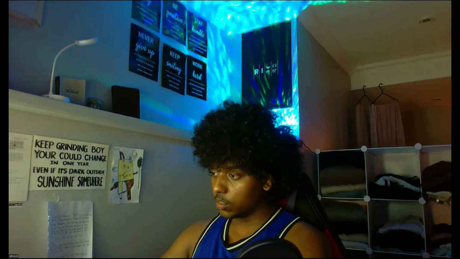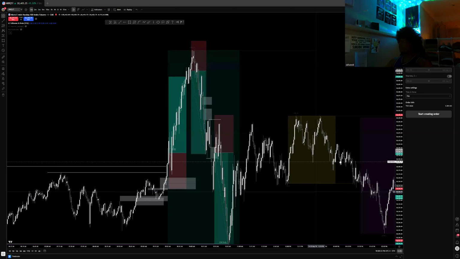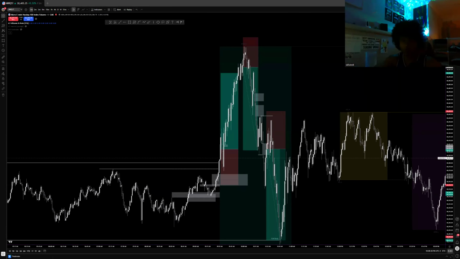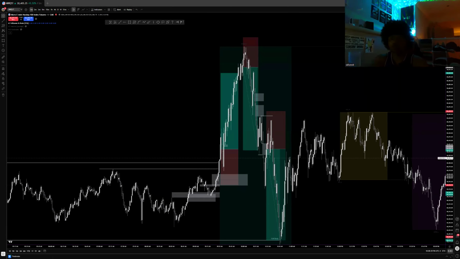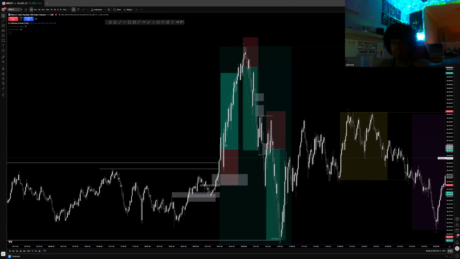Okay, this is going to be a trade recap for the 29th of May 2026. So what is wrong with this shot? Absolutely nothing. But what is wrong here? So what is wrong actually?